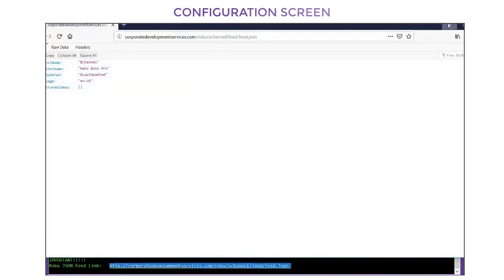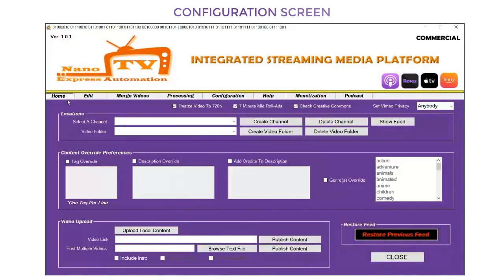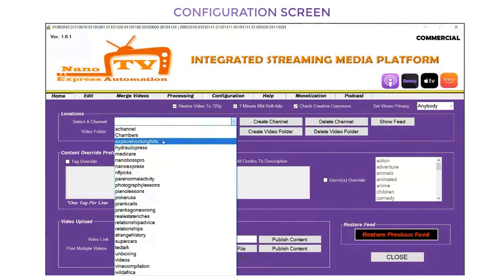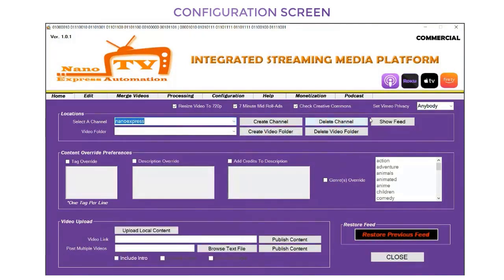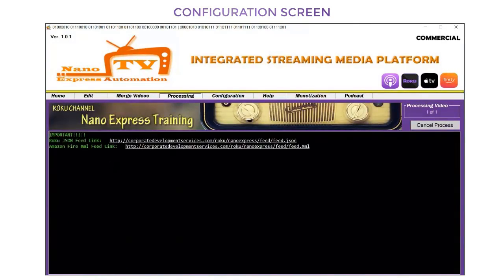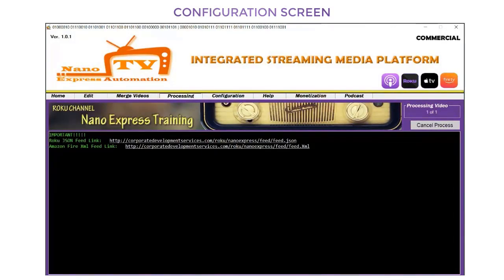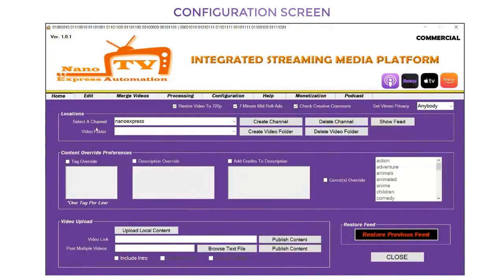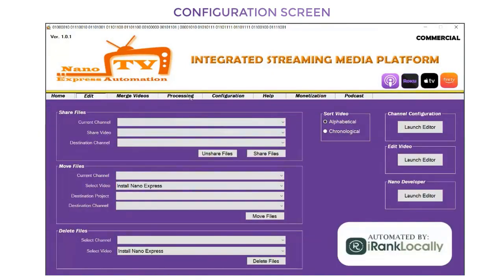So what I can do though is I can go home. I would log into your Roku developer, go to your feed URL, and then grab that URL. But me, as a shortcut, I'm just going to say, show me the feed for Nano Express, right? So show me that feed. So let's say I went in, I'm going to grab the JSON. Let's say I went into my Roku account and I want to migrate it to a new host.